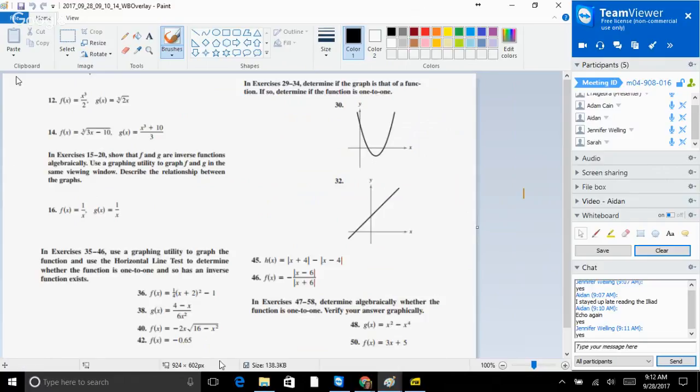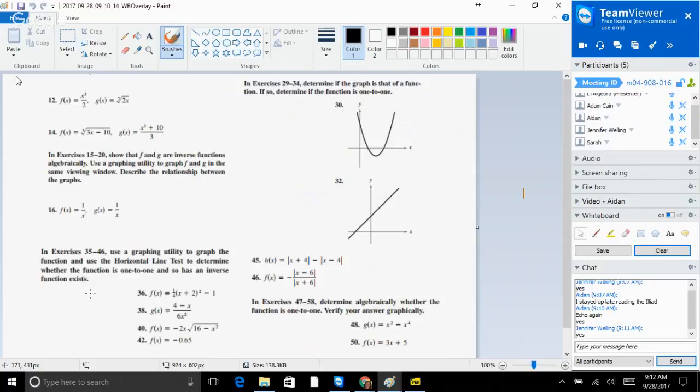So we didn't do these last few problems down here, but even if you wanted to try them, you probably could. We could probably do it by looking at some of them. It says in exercises 35 through 46, use a graphing utility to graph the function, and then use the horizontal line test to determine whether the function is 1 to 1 and so has an inverse function exists. That's weird grammar-wise, right? Math has some weird language, but that seems a little off to me.